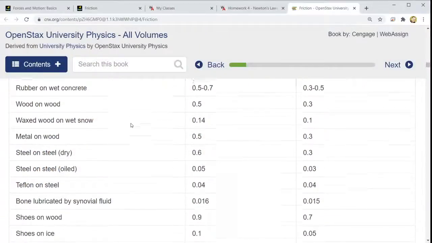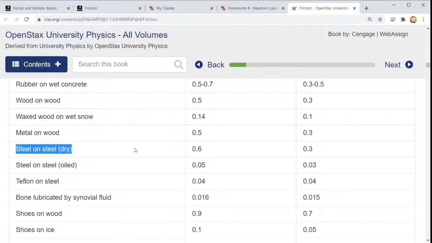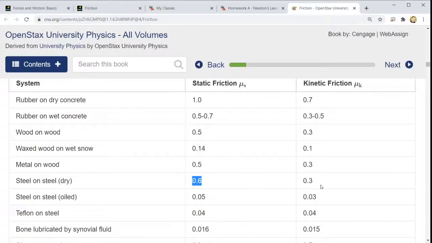All right, so there it is, steel on steel. The coefficient of static friction is 0.6. The coefficient of kinetic friction is 0.3. You go down this table, you see that pattern. The coefficients of kinetic friction are always less than the coefficients of static friction. Well, less than or equal to. Teflon apparently is the same. And that reflects the fact that the magnitude of kinetic friction is always less than the magnitude of the maximum amount of static friction.